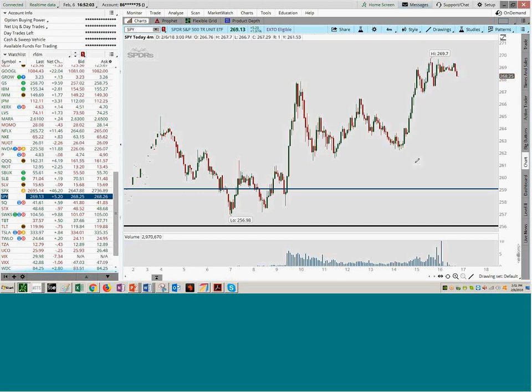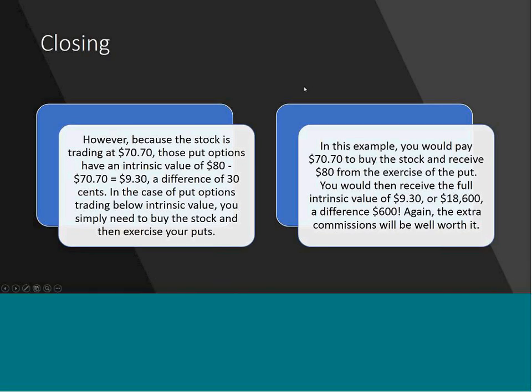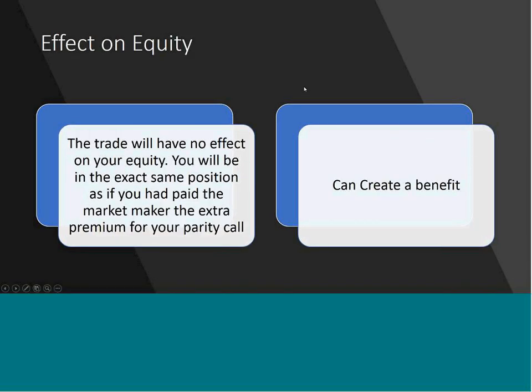And God forbid the stock should collapse tomorrow, and we go back into the same bear market we were in yesterday, you can make a lot of money. Understand how that works, because the trade will have no effect on your equity. You will be in the exact same position as if you had paid the market maker the extra premium for your priority call. You just change what you do.